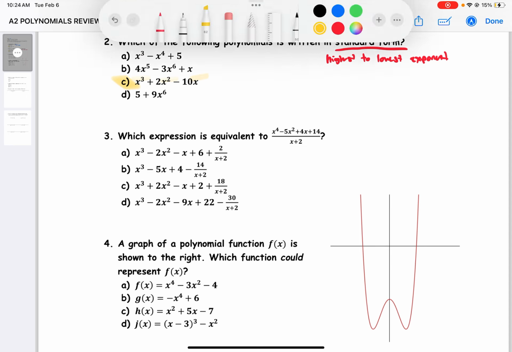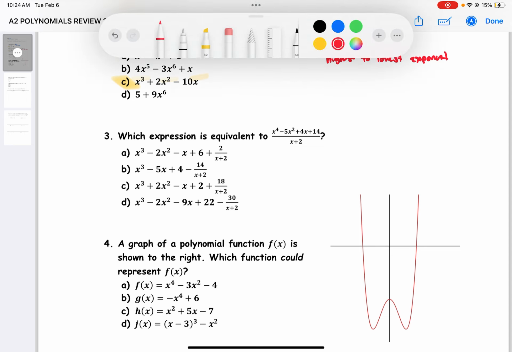Number 3 requires synthetic division. So we're going to build our house, and the opposite of that sign will go into the house. So that's a positive 2, so I'll put negative 2 in the house. And then the coefficients of the numerator, the terms of the numerator, will go outside the house. And just keep it in mind that if I skip a term, for example, I skipped x cubed here, then I have to put a 0 in as a placeholder. So I have 1x to the 4th, so a 1. I have no x cubed, so I got to put a 0. Then I got negative 5x squared, 4x, and 14.